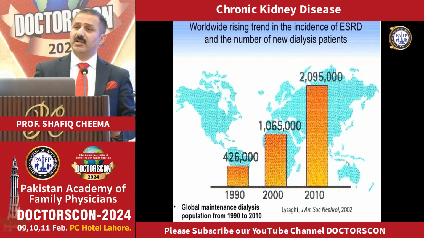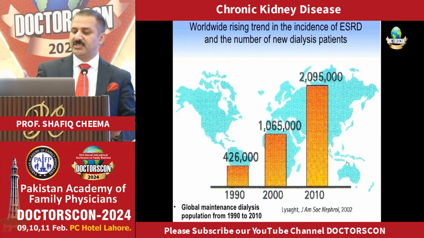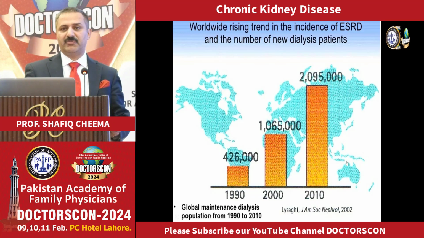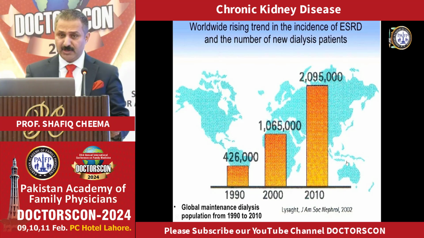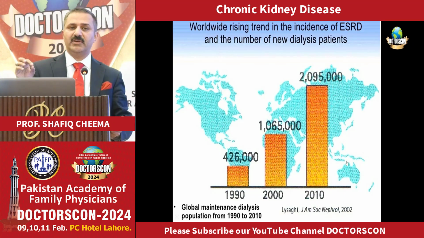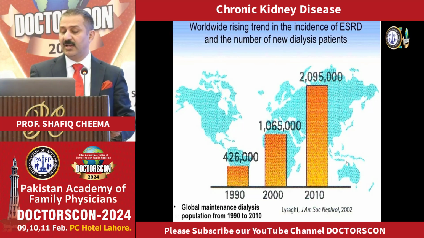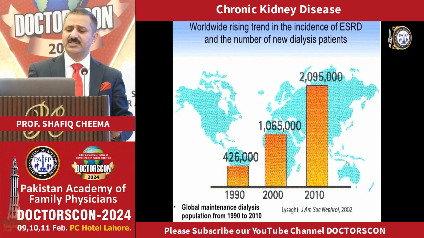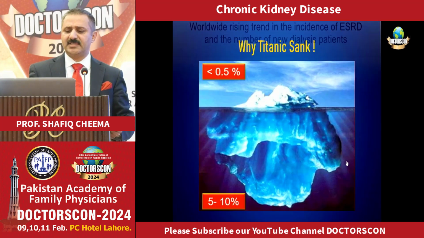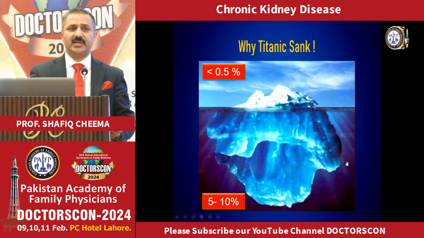The global burden of chronic kidney disease is increasing. In 2010, there were 2 million people on dialysis. Now currently 4 million people out of 850 million total are on dialysis. So the incidence and prevalence are increasing significantly.